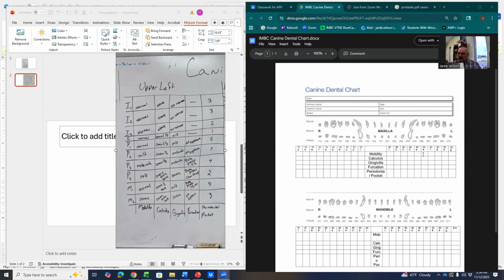Gingivitis, I tried to make it pretty straightforward, just the same words that are here. So again, no redness is a 0. Mild inflammation is recorded as a 1. Moderate inflammation is recorded as a 2. And severe is a number 3.